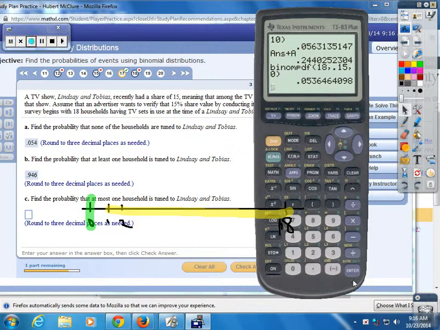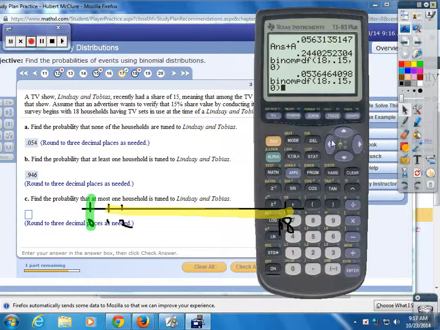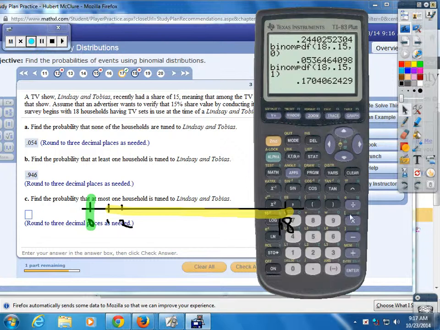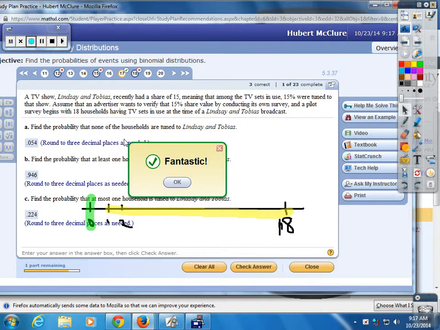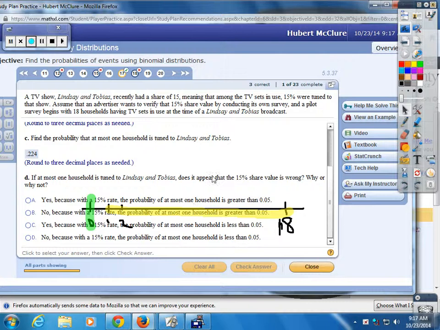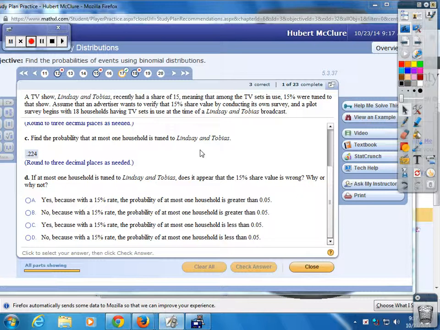And that's going to be second function entry. And that's going to be 18, 15, and 1. And I'm going to add that to 0.054. And it's probably going to be off a little bit because I didn't use the original 0.054, so that's 0.224. So it may be off a little bit. No, fantastic. You will not live in a ditch. No, I'm finished with the problem.